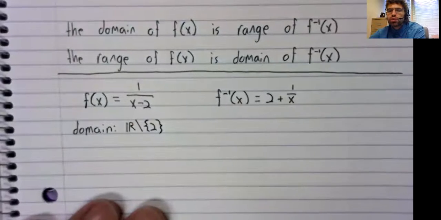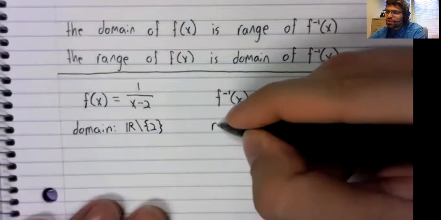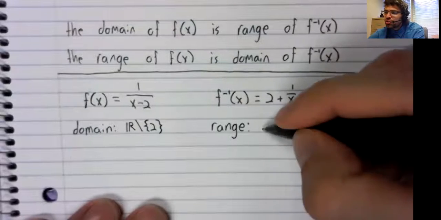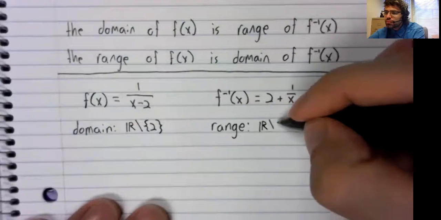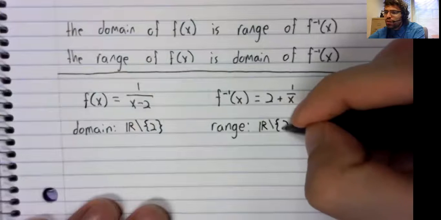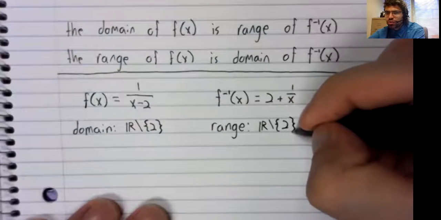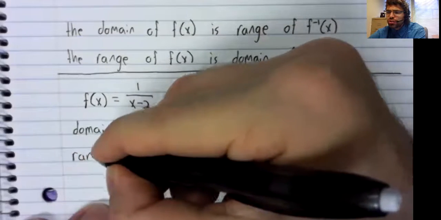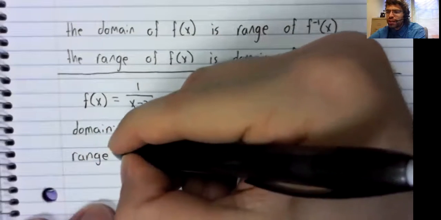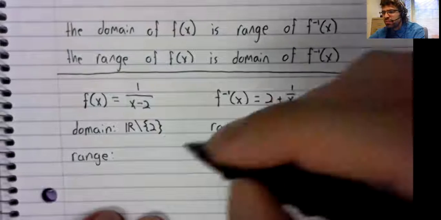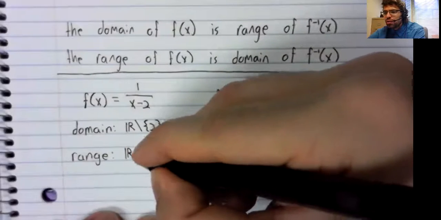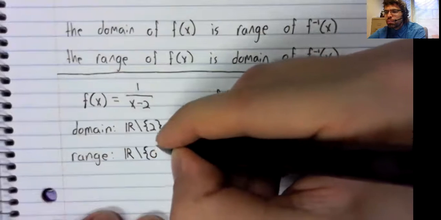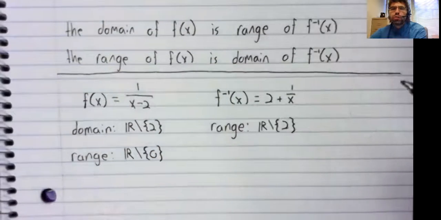You should be able to verify that. And that's the range of f inverse. We haven't really talked about finding ranges, but the range is all of the real numbers except for 0.